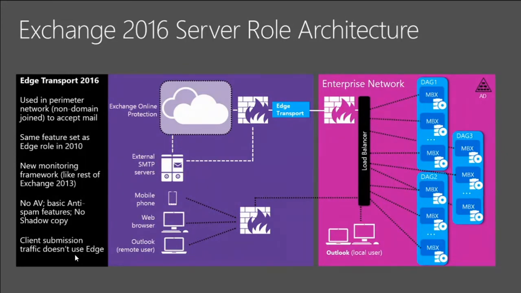And one more thing to keep in mind is client submission. The last point there, client submission traffic. So, traffic over port 587 never goes via the edge. It goes directly to the front-end transport service running on port 587.